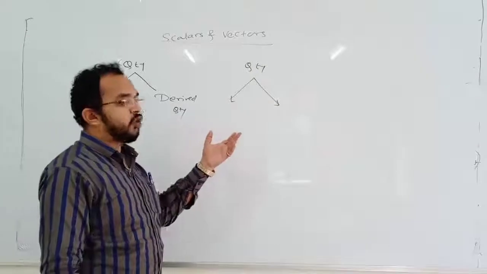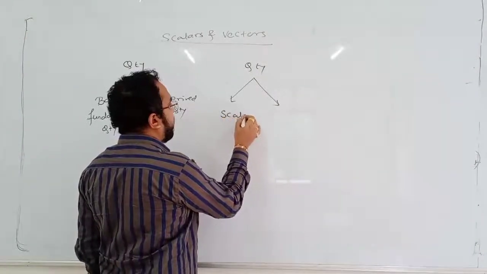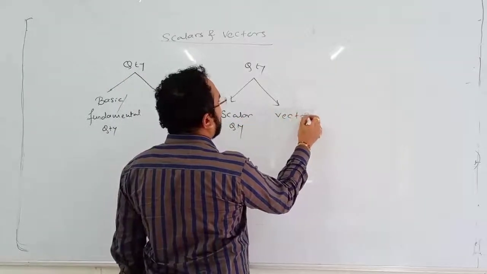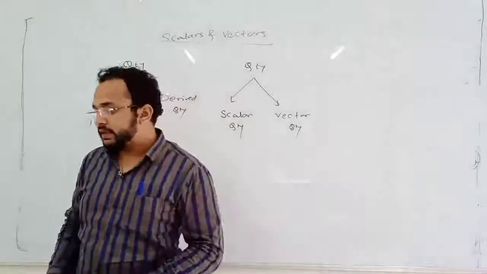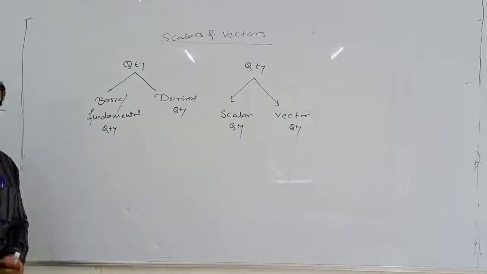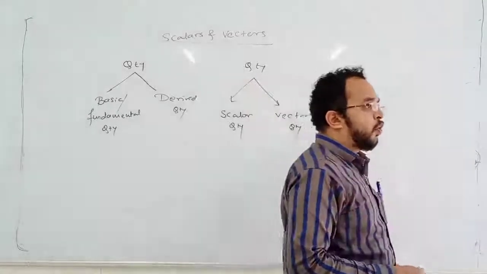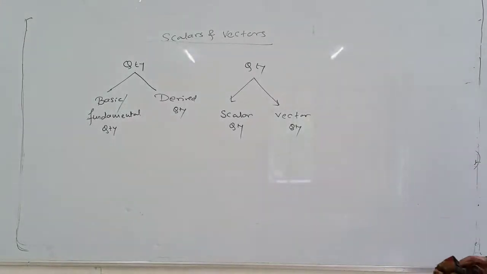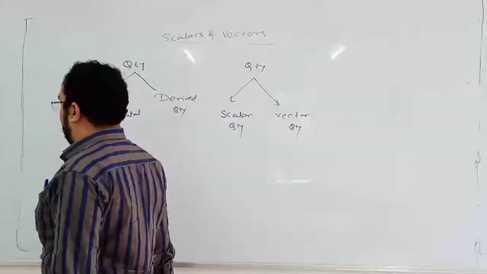Now quantities are also classified into two parts. One is scalar quantities and the other is vector quantities. Now what are scalars and what are vectors? Scalar quantities are quantities which have only magnitude, and vector quantities are the quantities which have magnitude as well as direction. With the direction we can show the vector quantity.